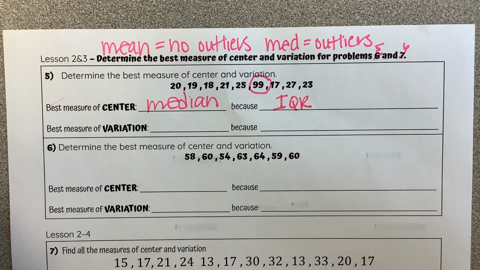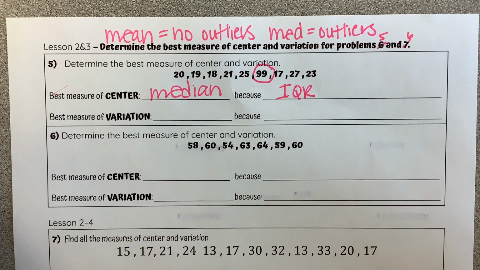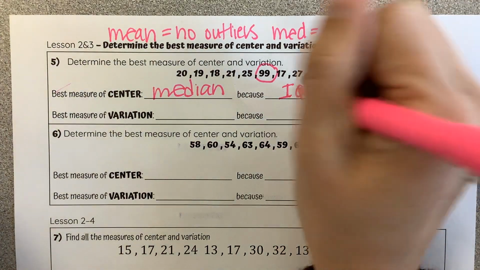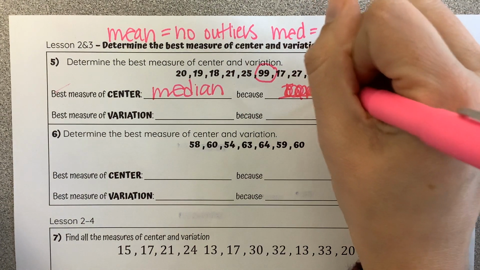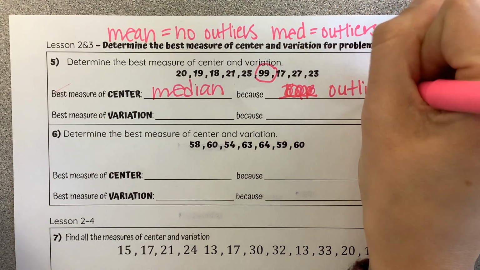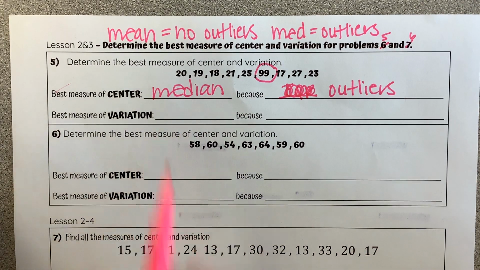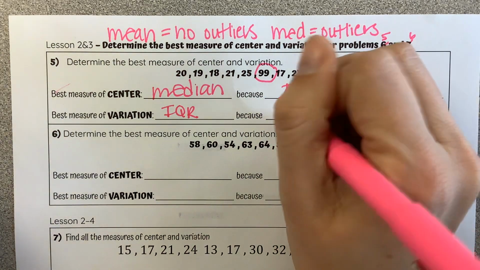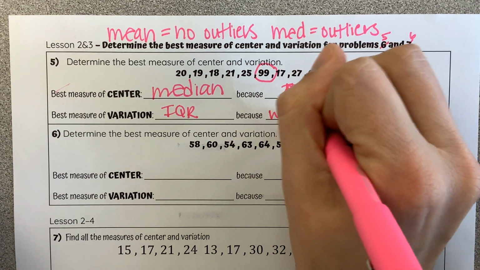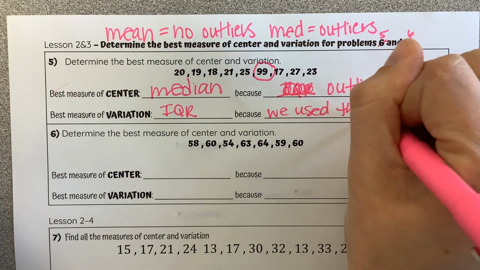IQR. That interquartile range. Oops, sorry. I put that in the wrong spot. Because there are outliers. And then, as I said, when we use the median, we use that to find the IQR. And why? Because we used the median.